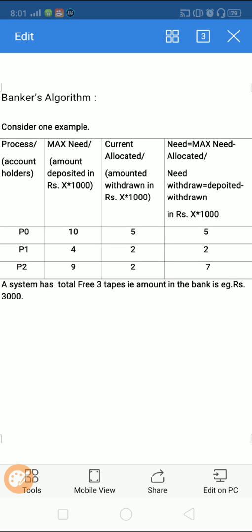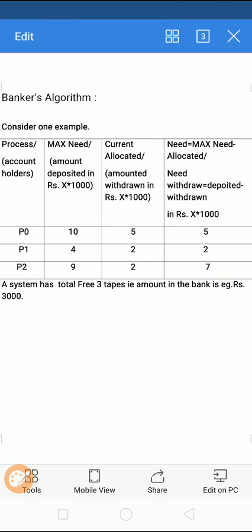Hello everyone. Today we are going to discuss Banker's algorithm. It is used for deadlock detection, and why the name is given as Banker's algorithm is because it is used by the bank manager. How is it used by the bank manager?